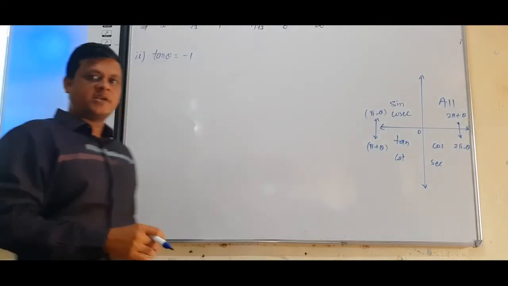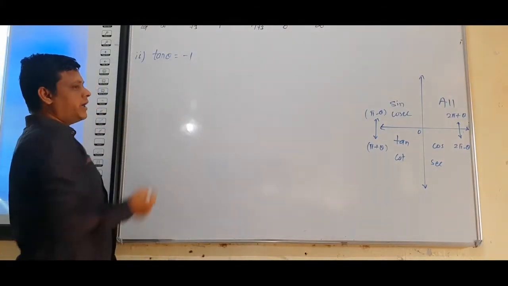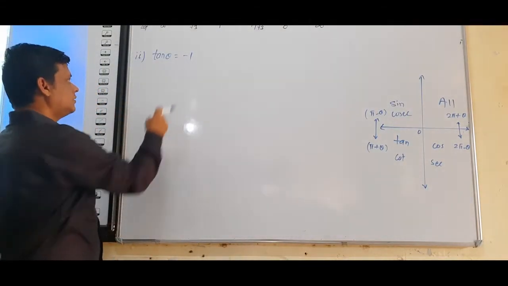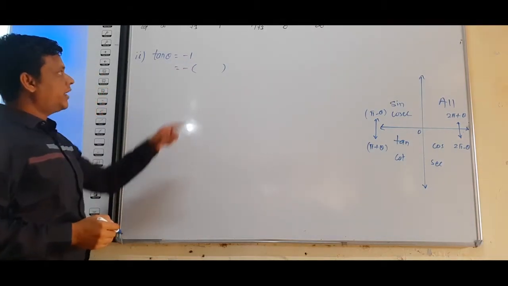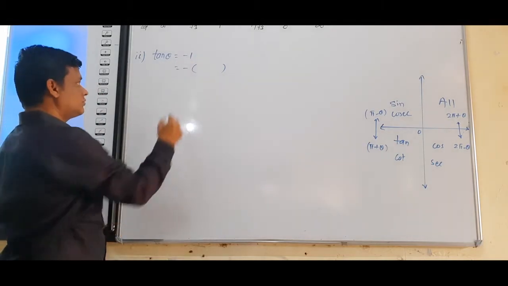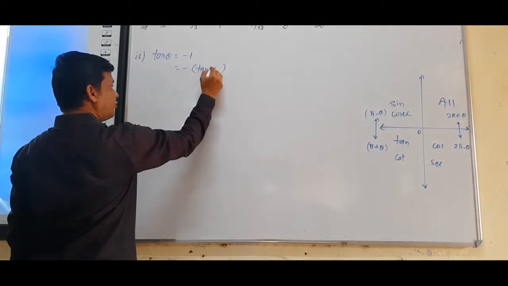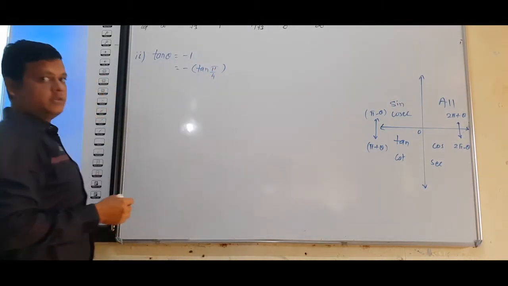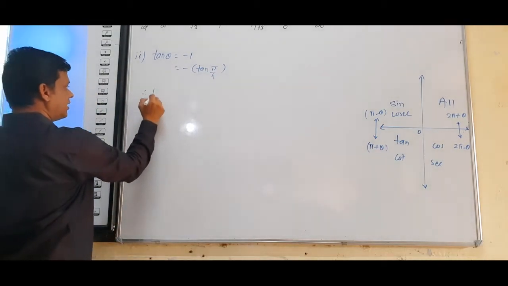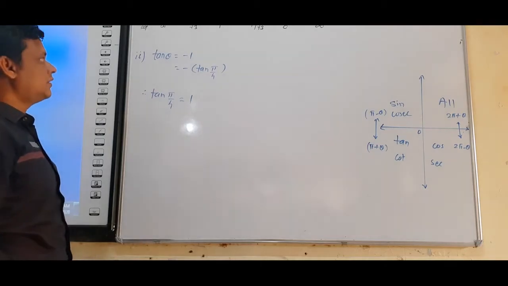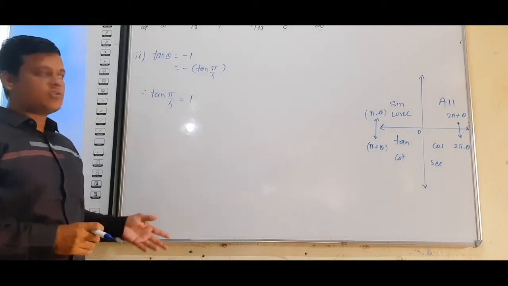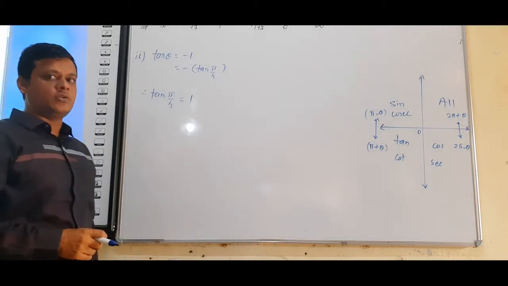Now see next example. tan theta equals minus 1. Now we have to check for which angle we get the value 1. So we know that tan pi by 4, that is tan 45, is 1. So we write here tan pi by 4 is equal to 1. Now we have to check in which quadrant tan ratio is negative.